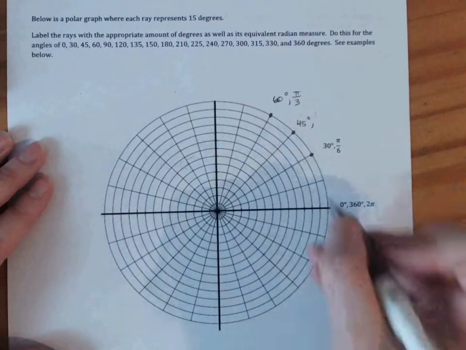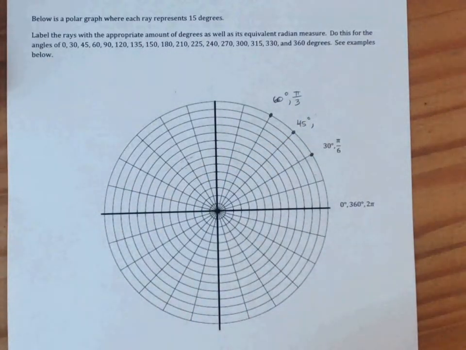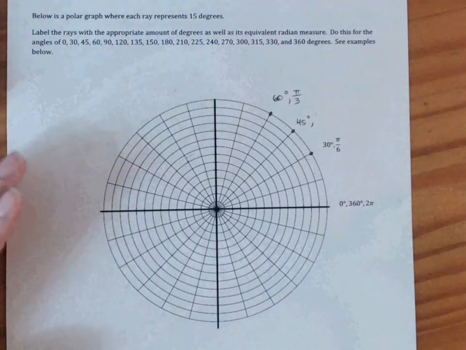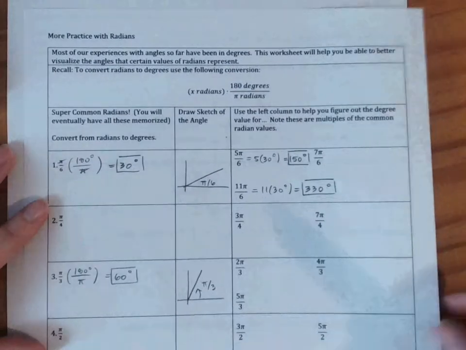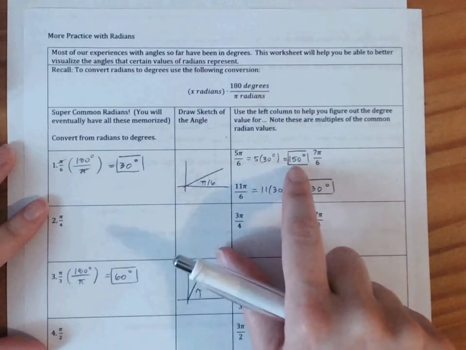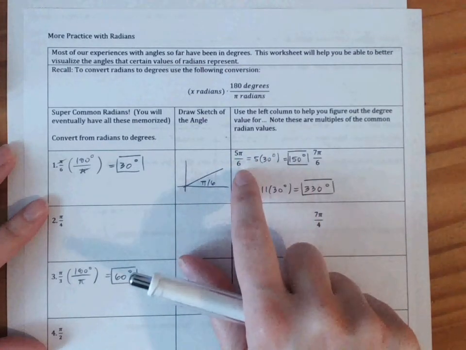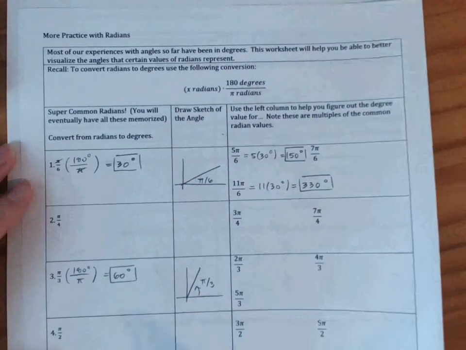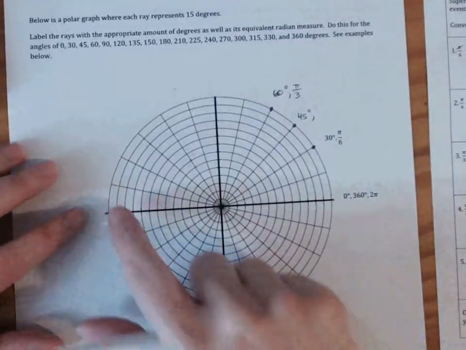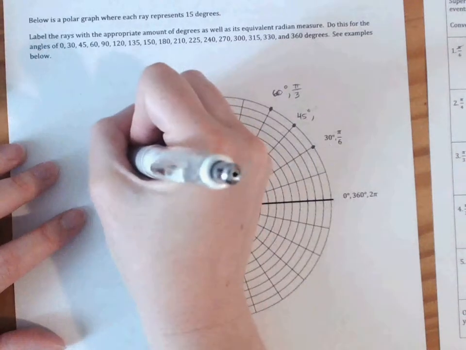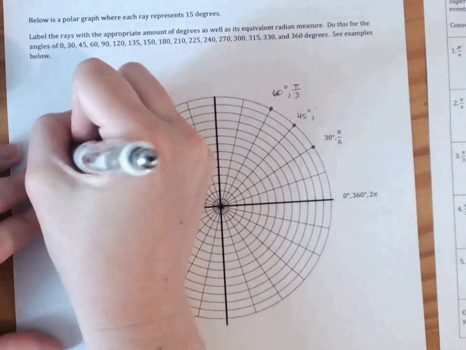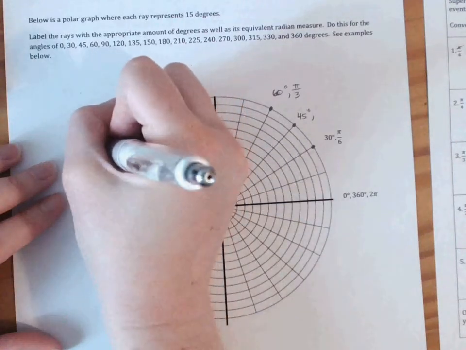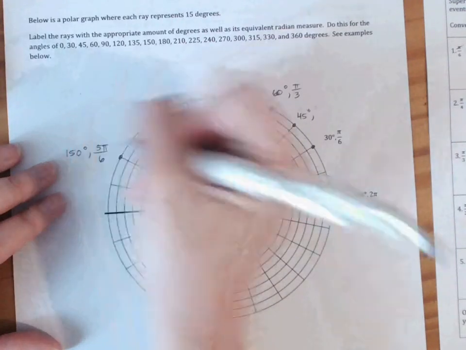So again, this exercise is just meant to start to get us used to where those degrees are, where those radians are. In our other page here, I'll just bring that back for a moment. We learned that 150 degrees was 5 pi over 6, and so we did a faster conversion method, kind of a shortcut. So I'm going to go over here to 30 degrees short of 180, and I'll go ahead and write 150 degrees, and that's equivalent to 5 pi over 6.